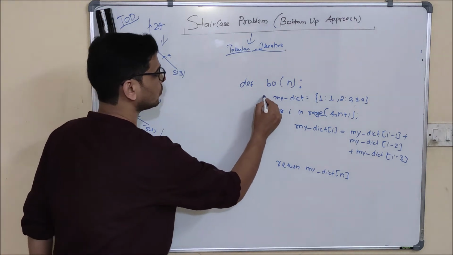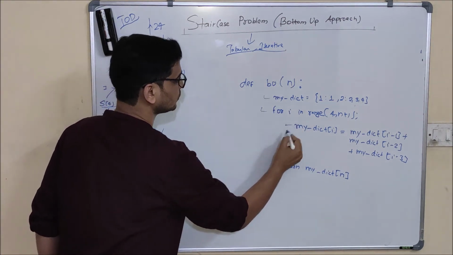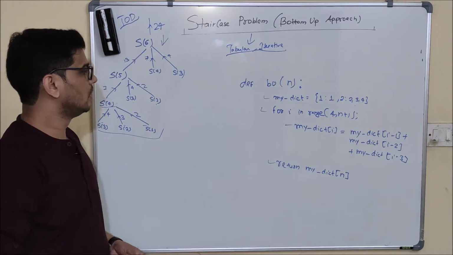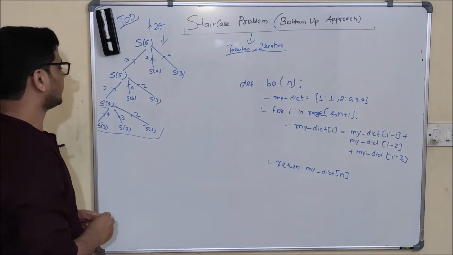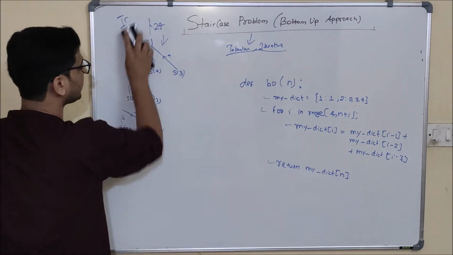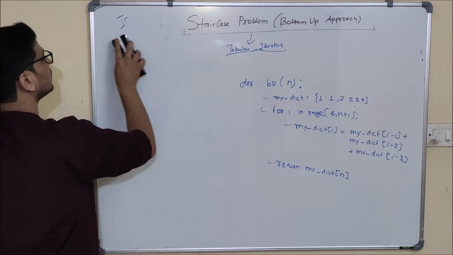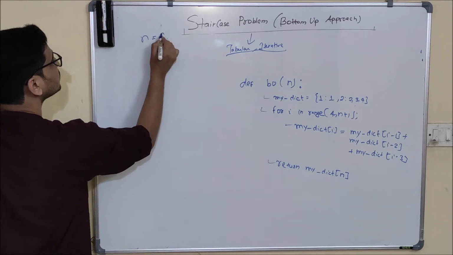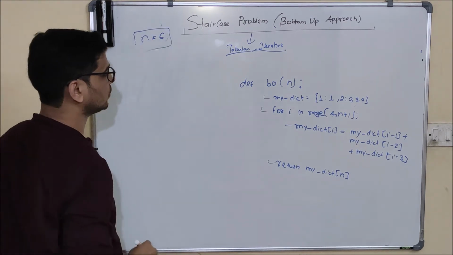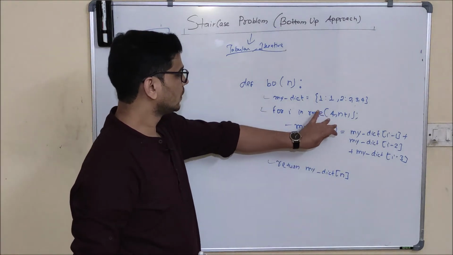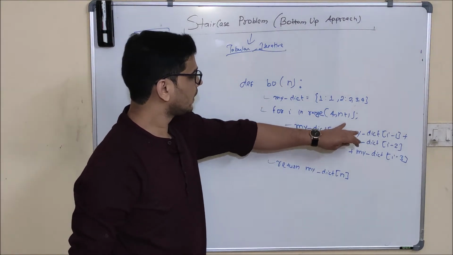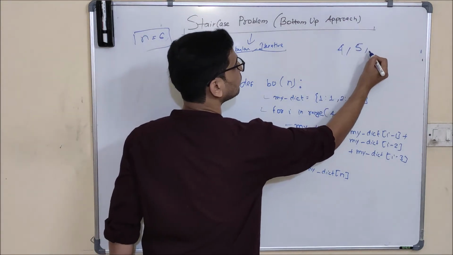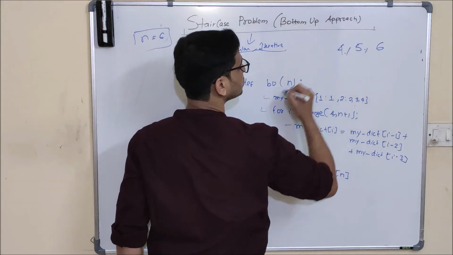You can see here 1 line, 2 line, 3 line, 4 line. So this is how short this code is. Now let's do a dry run for this code. Let's take a value of n equal to 6 and we will see how this code will execute in memory. So if our n is equal to 6, then this for loop will run for 4, 5 and 6. Okay.